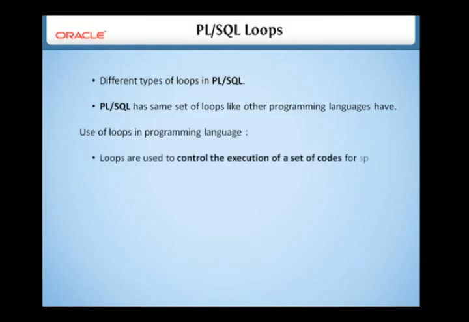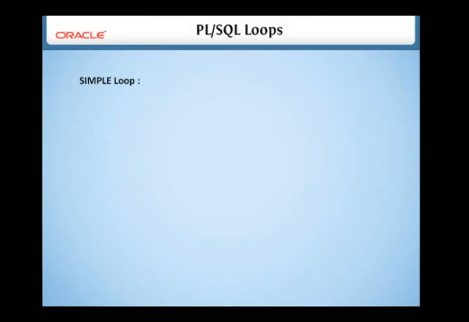Loops are used to control the execution of a set of codes for a specified number of times. PL/SQL supports three types of loops. They are simple loop, for loop, while loop. First, let's discuss the simple loop.